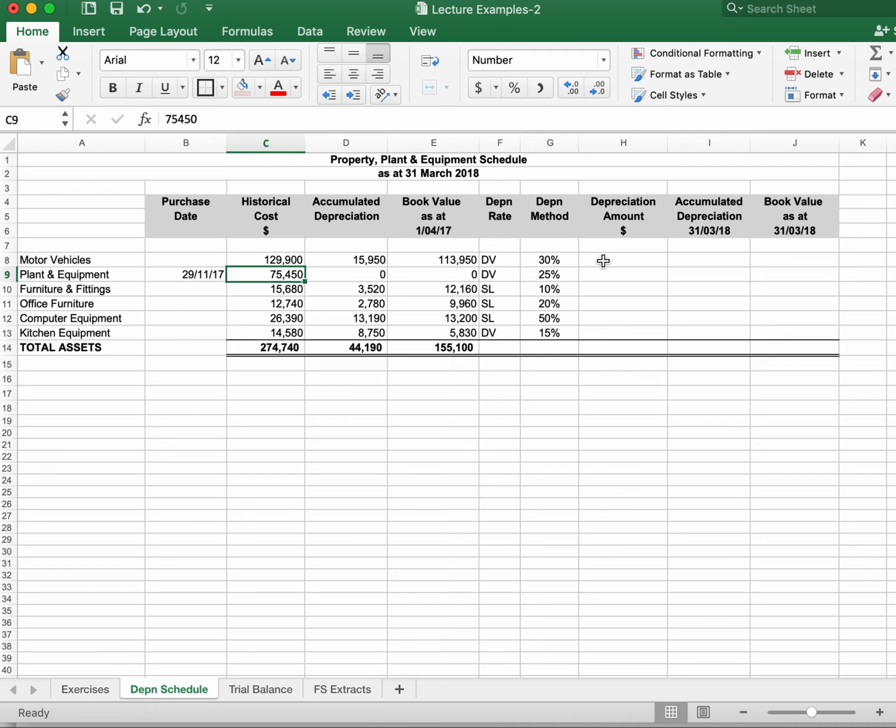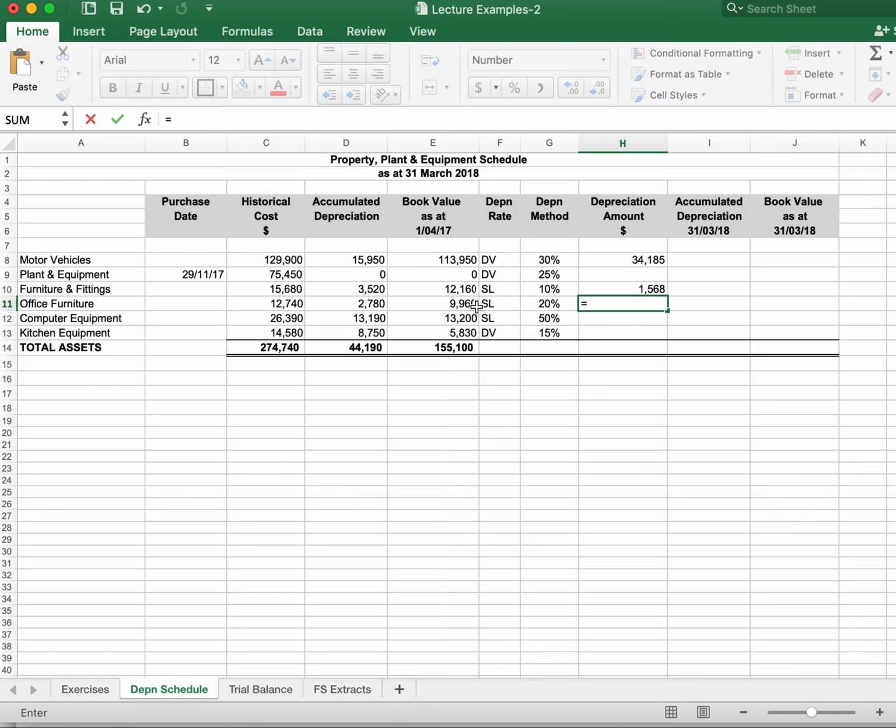All right, so let's just confirm diminishing value is the depreciation rate times the book value. It's a full year. This one here, I'll come back to at the end. This one here is straight line, so that's going to be the depreciation rate, which is 10%, times what we paid for it right at the beginning, the historical cost. Okay, so that's that one.